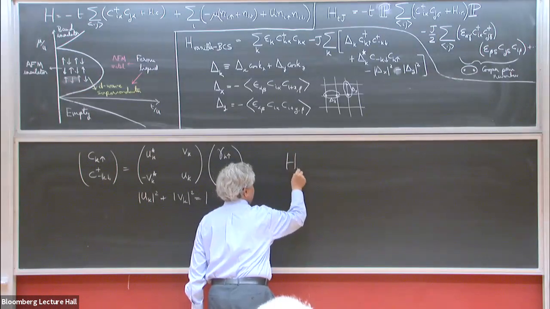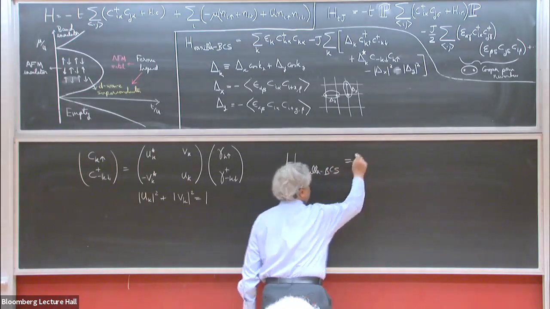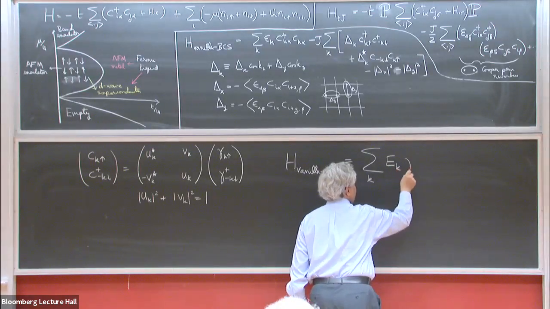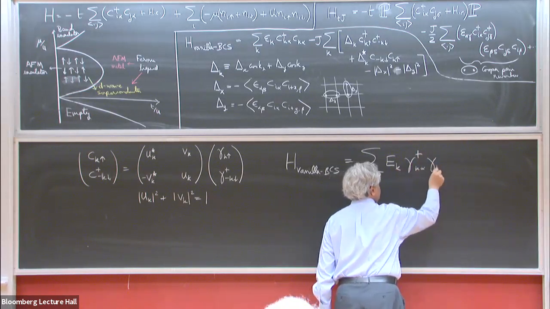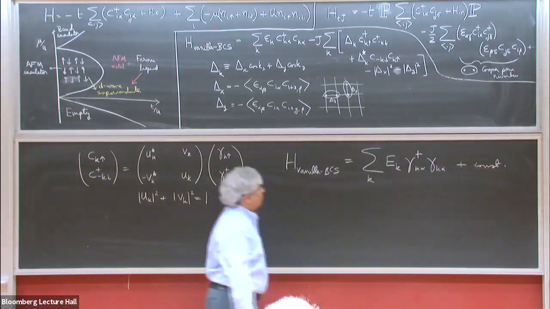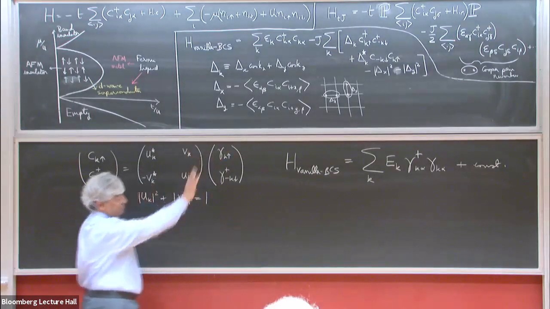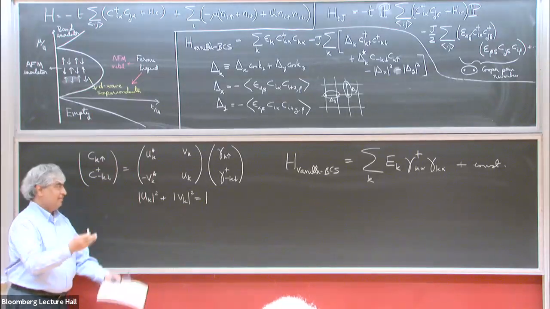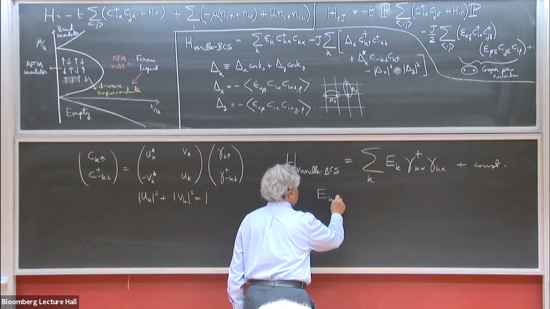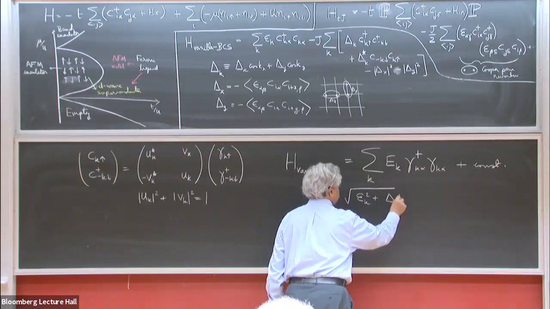And the final Hamiltonian just turns out to be equal to the sum over k of E_k γ†_{kα} γ_{kα} plus some constant. And it determines u_k and v_k in terms of all the parameters of the Hamiltonian. I won't write out the equations, they're in the notes and you can look them up. And in particular, E_k is the square root of epsilon_k squared plus the modulus of delta_k squared.